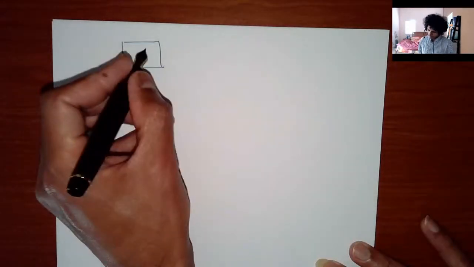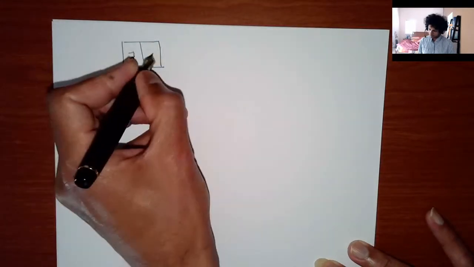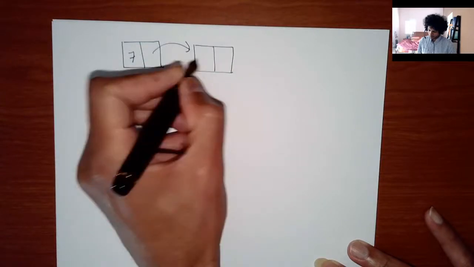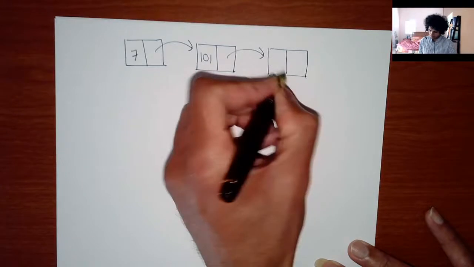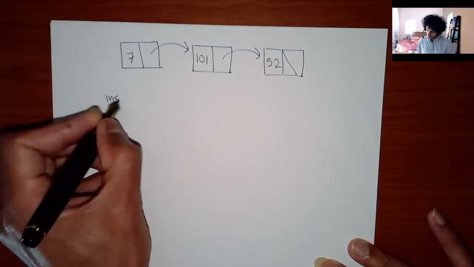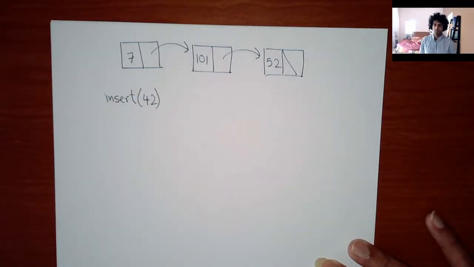Okay, so I want to continue here. Let's just say your current list is 7, 101, 52, and that's null. And what I want to do is insert some value, 42, into this list.